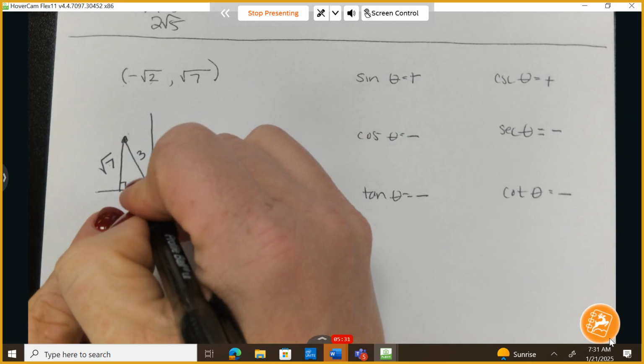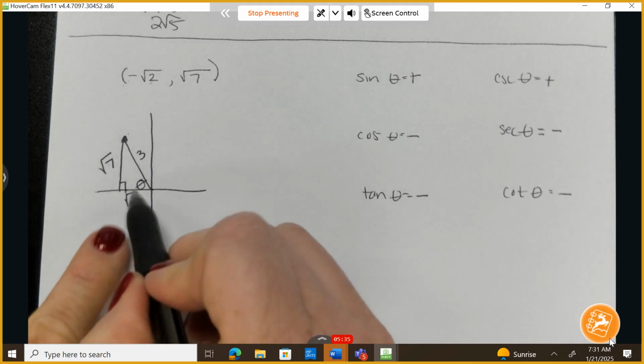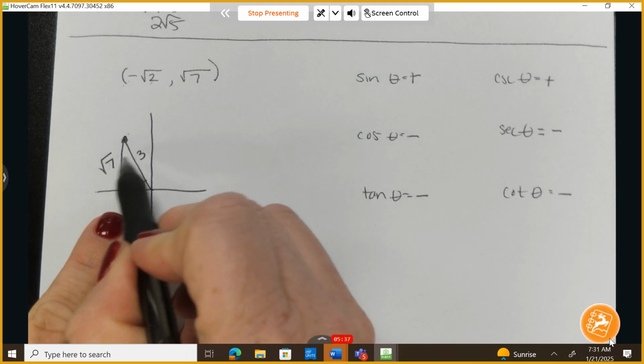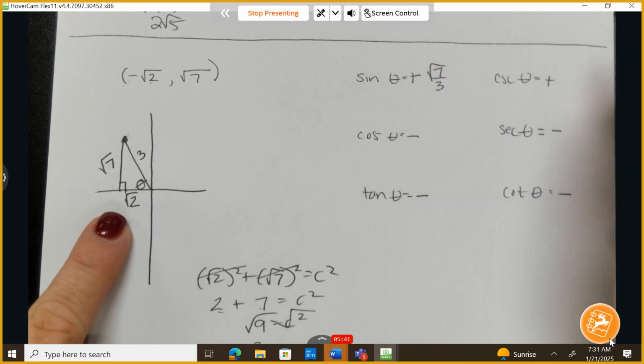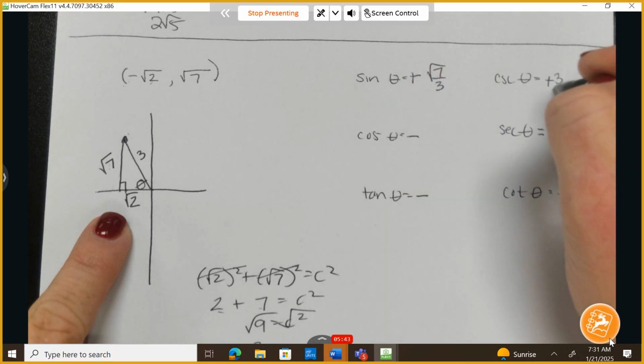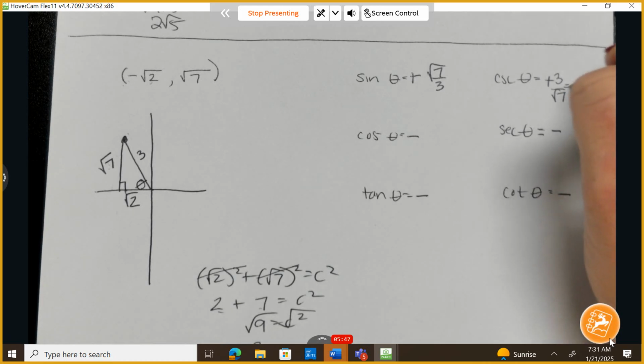So this interior angle closest to the origin is what I'm evaluating. The sine is going to be opposite over hypotenuse. So square root of 7 over 3, and I'm going to do this right away. So this is 3 over the square root of 7. Again, mathematically not wrong, but it's not proper. So 3 square roots of 7 over 7.